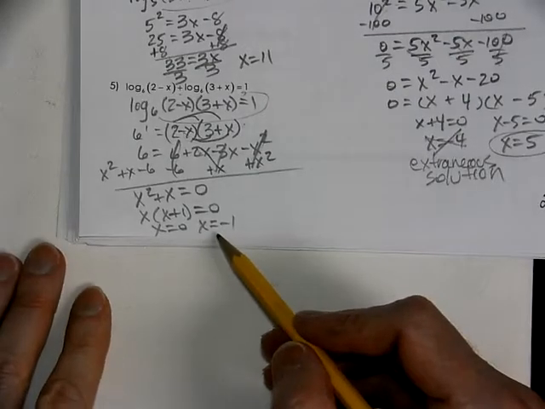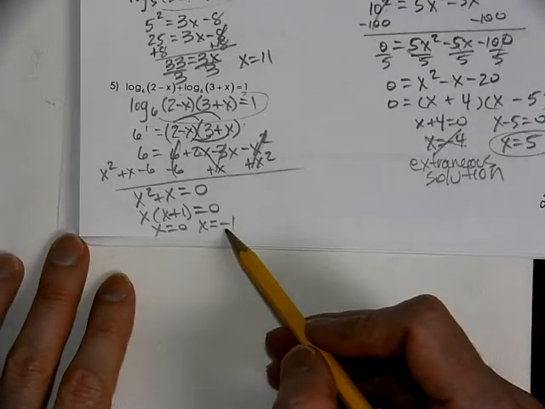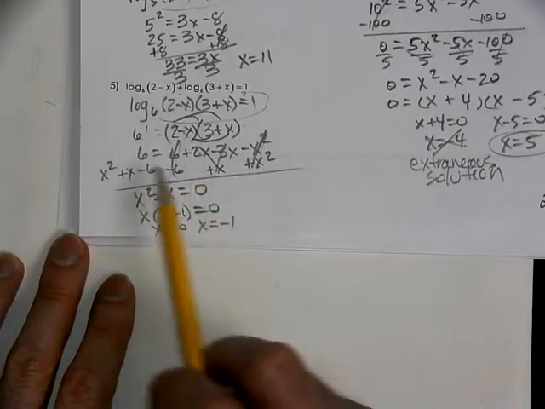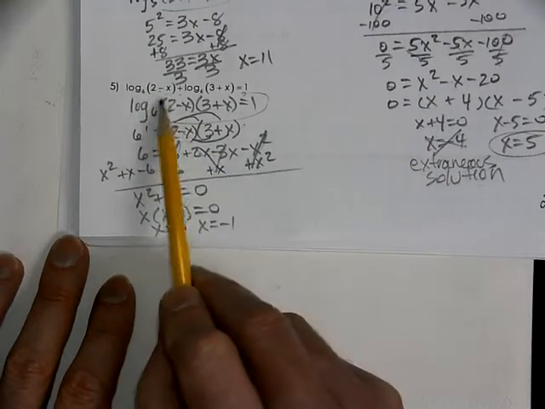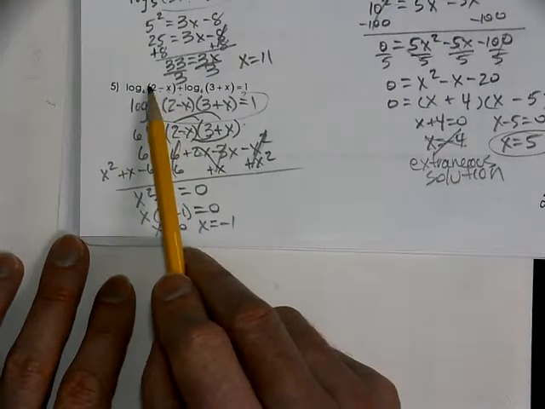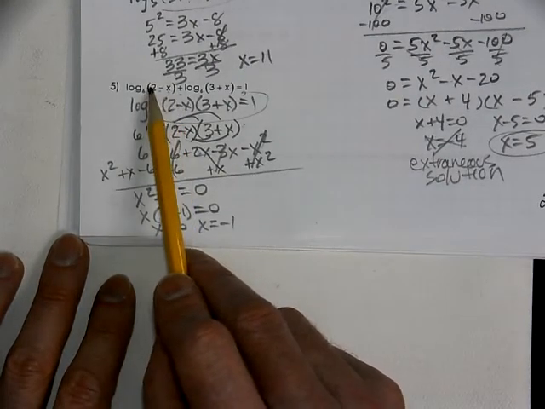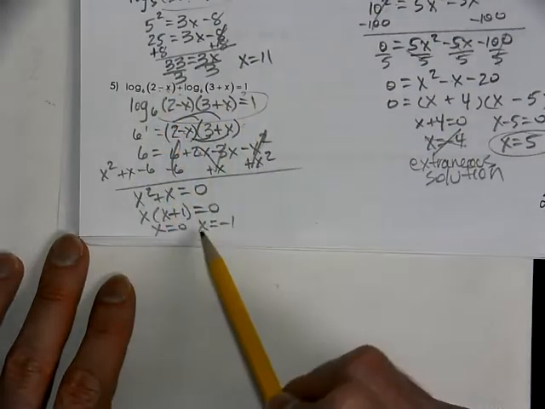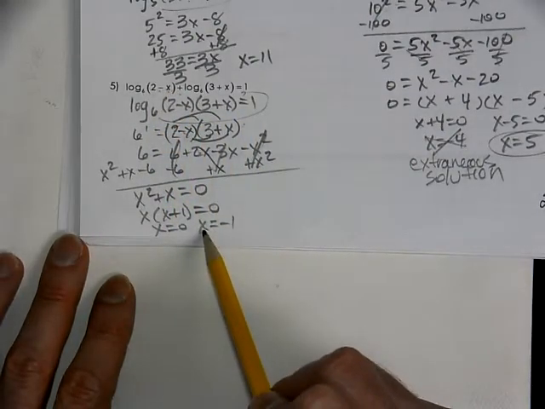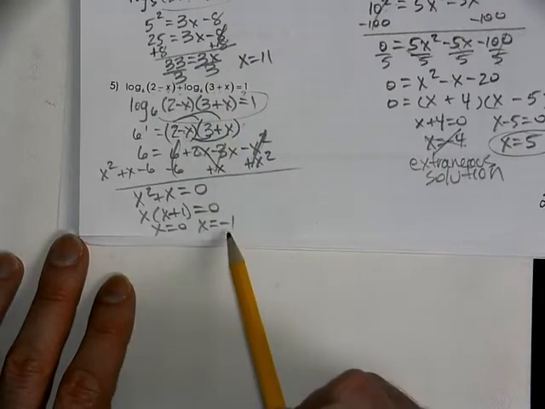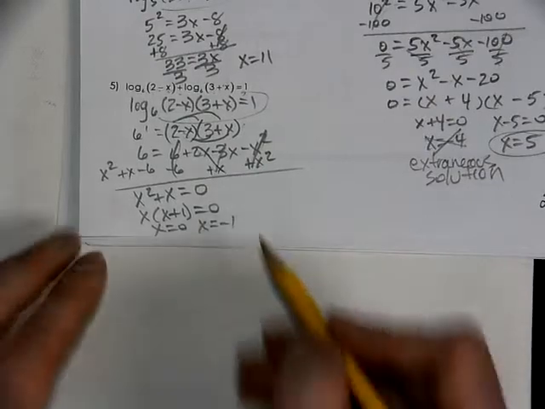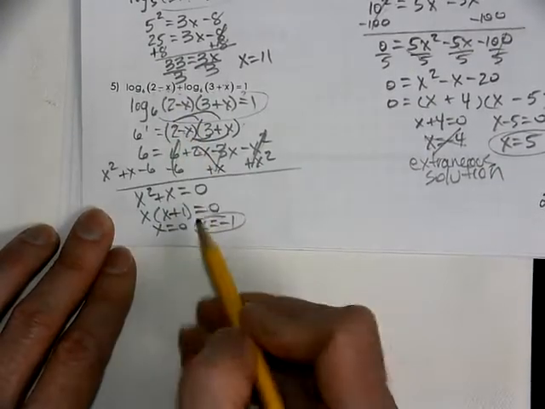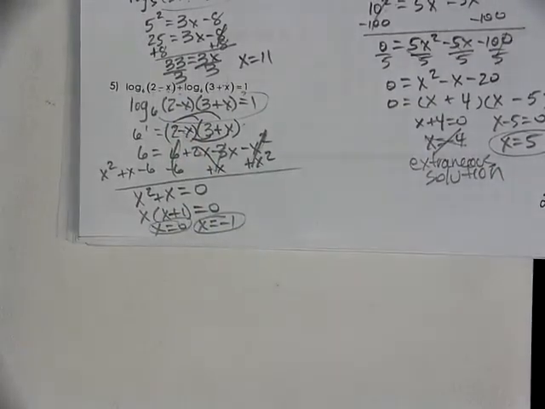Now when we take these two answers, I plug my answer in and I get 2 minus a negative 1. 2 minus a negative 1 is actually 2 plus 1, which is 3. And 3 plus a negative 1 gives me 2. Neither of those are 0, neither of those are negative. And the same thing for 0. So those are both solutions to our equation.